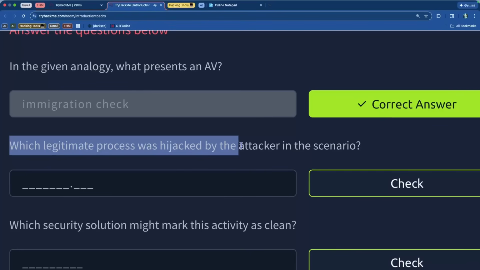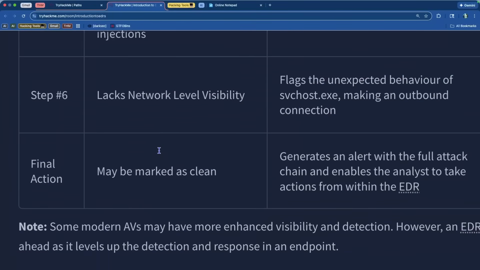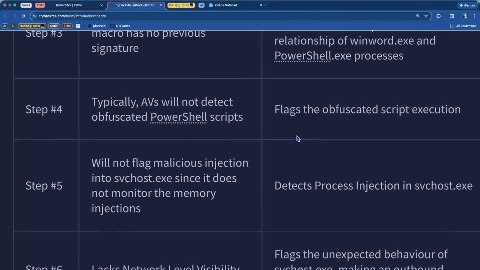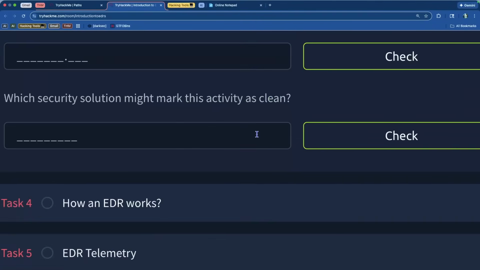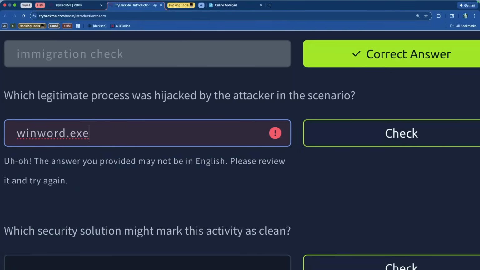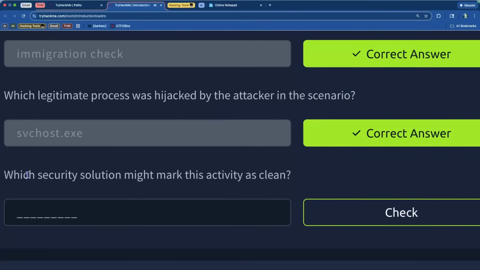Which legitimate process was hijacked by the attacker in the scenario? And the legitimate process in this case was SVC host, I want to say, but we can also look at the legitimate process of WinWord, I think it was. So winword.exe might be the legitimate process in this case. So winword.exe, okay, svchost.exe. Okay, very good. Now, which security solution might mark this activity as clean? And that would be the antivirus.